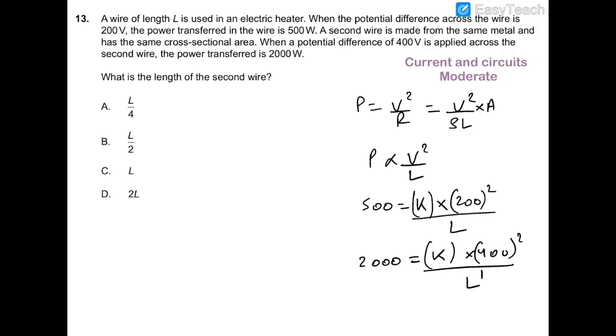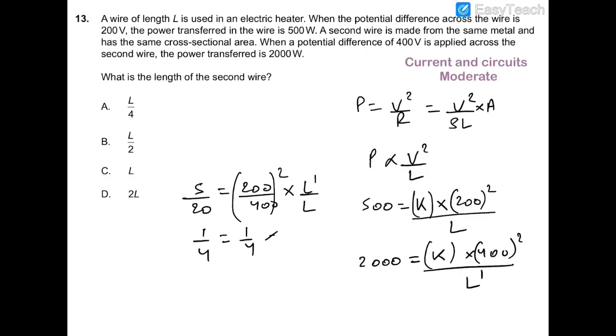So let us now divide these two. So 5/20 will be equal to (200/400)² times L'/L. So this is 1/4, and this is also equal to 1/4 times L'/L. So L' will be equal to L. So the correct answer will be C. Now let's move on to the next question.